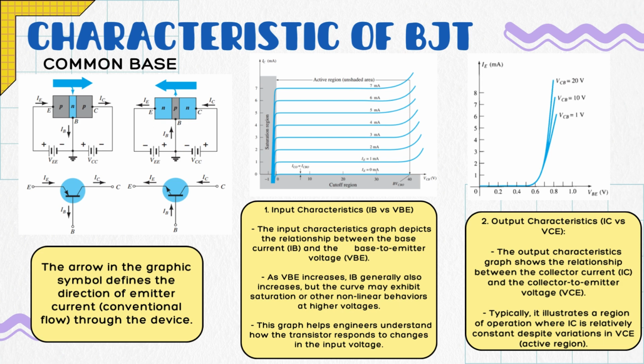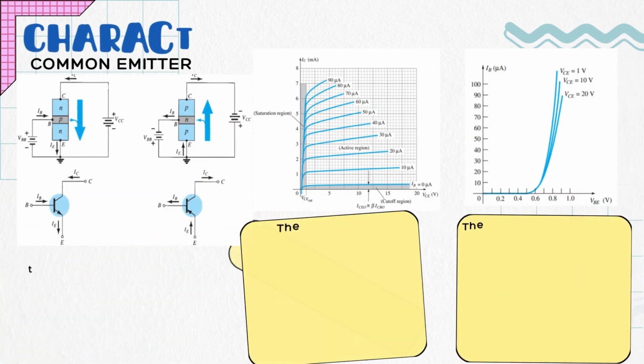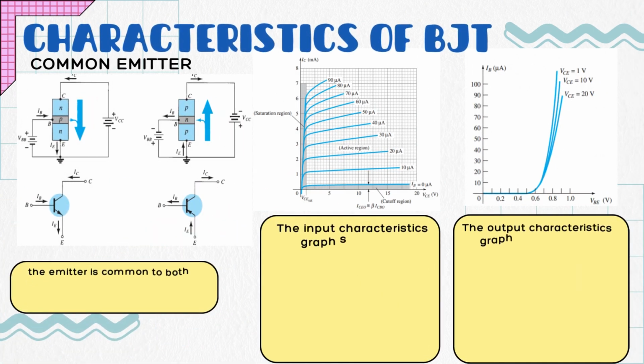Meanwhile, for the output, we see that it has different characteristics. The output graph shows the relationship between IC and VCE. It shows that IC is relatively constant despite variation in VCE. And next is the common emitter.